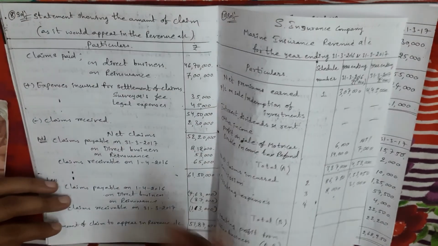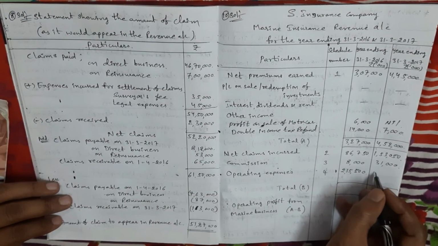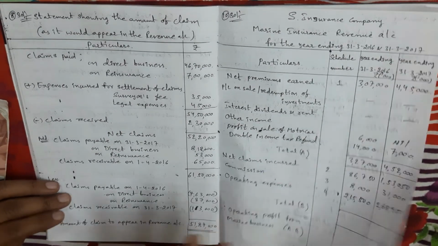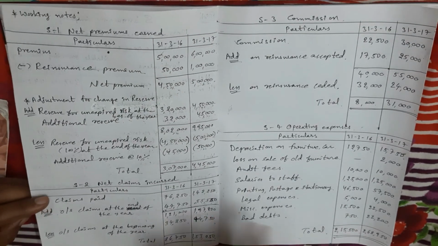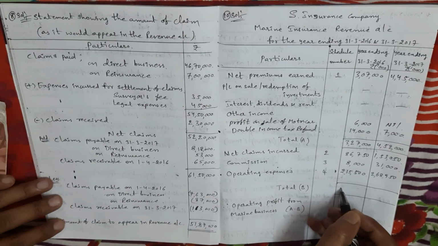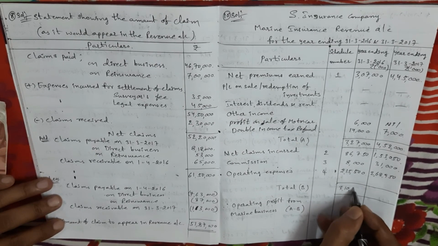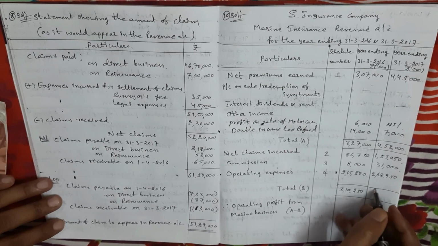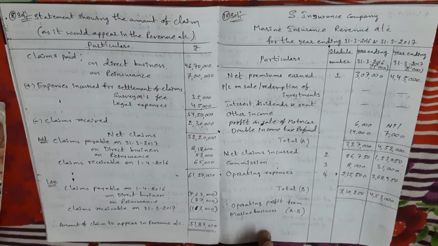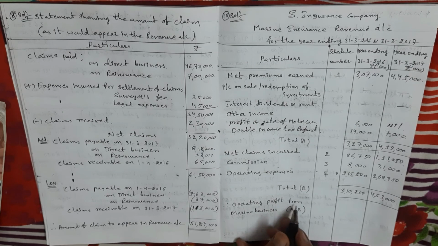Next, schedule number 4. Last year 215,500 and present year 268,950. Okay. Now schedule number 2, 3 and 4 total. Last year total is 3,10,250 and present year total is 4,53,000. Okay. Now calculation of operating profit from marine business.